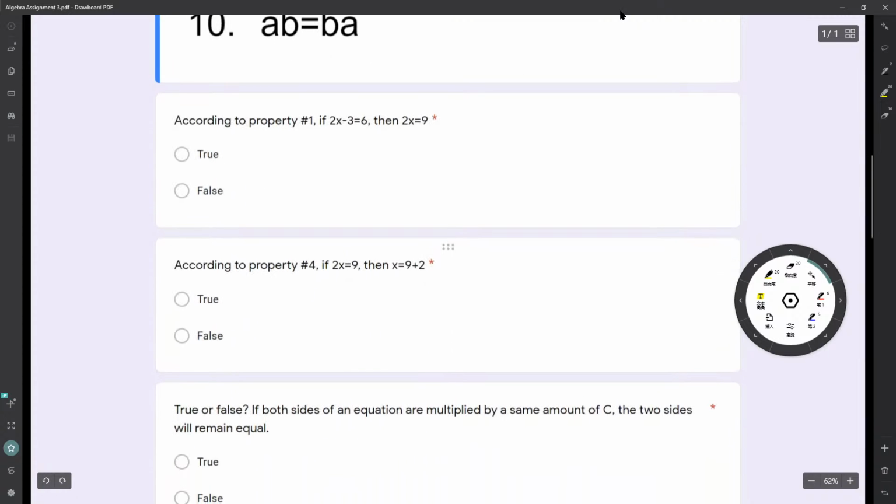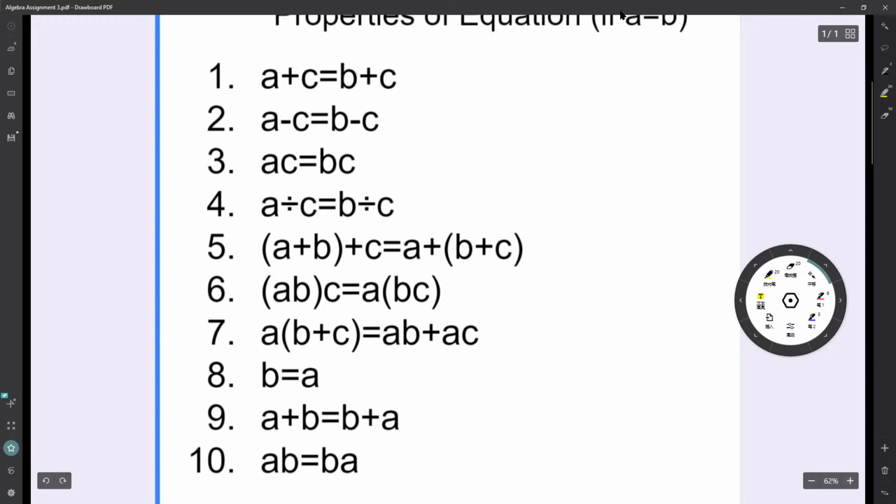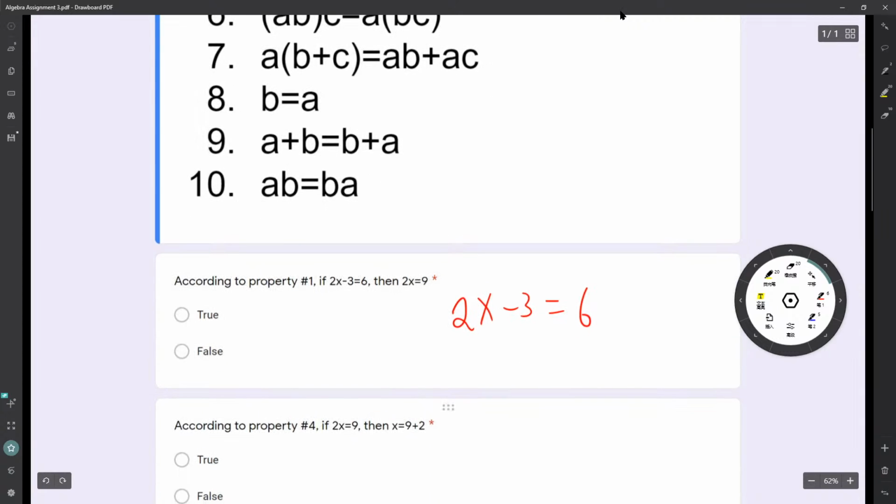Okay, the first one. According to property number 1, if 2x subtract 3 is 6, then 2x is 9. Property 1 says if a equals b, then a plus c equals b plus c. So if each side adds the same number, the equation will still remain true. To apply this property 1, if we add a c to each side, it will still remain equal.